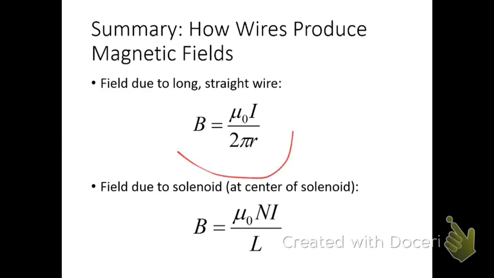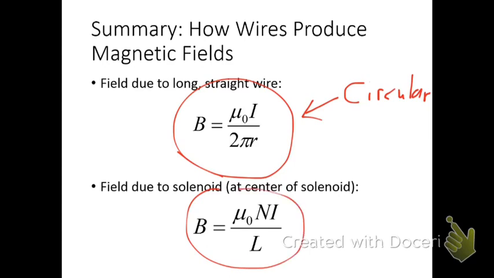If it's a straight wire, B equals mu naught I over 2 pi r, and it's a circular magnetic field. If it's a circular wire, B equals mu naught N I over L, and it is a straight magnetic field, at least in the middle of that solenoid. Whew, and that is all you need to know about magnetism.